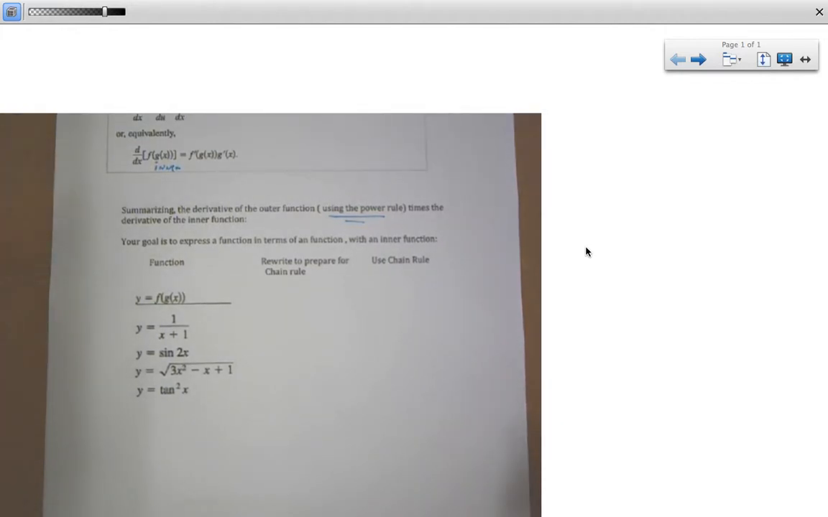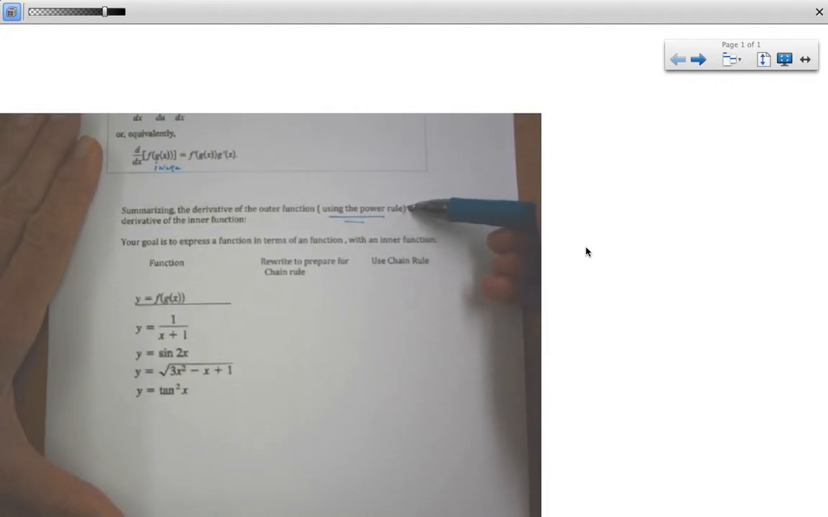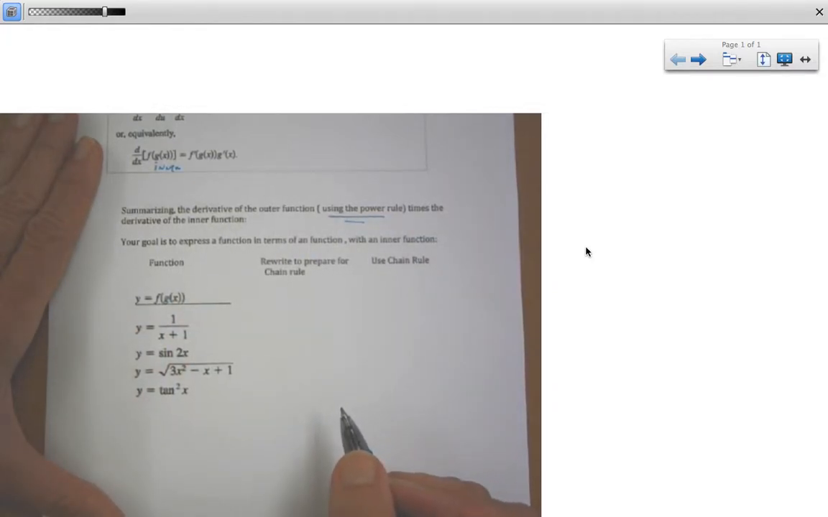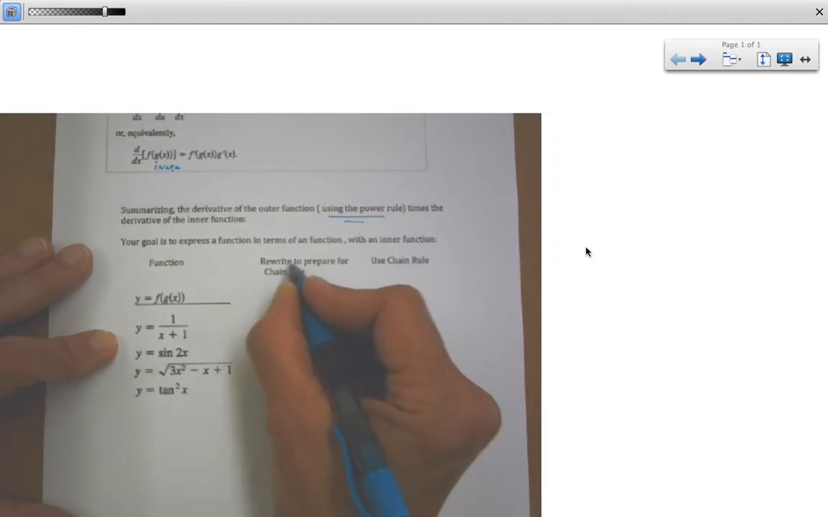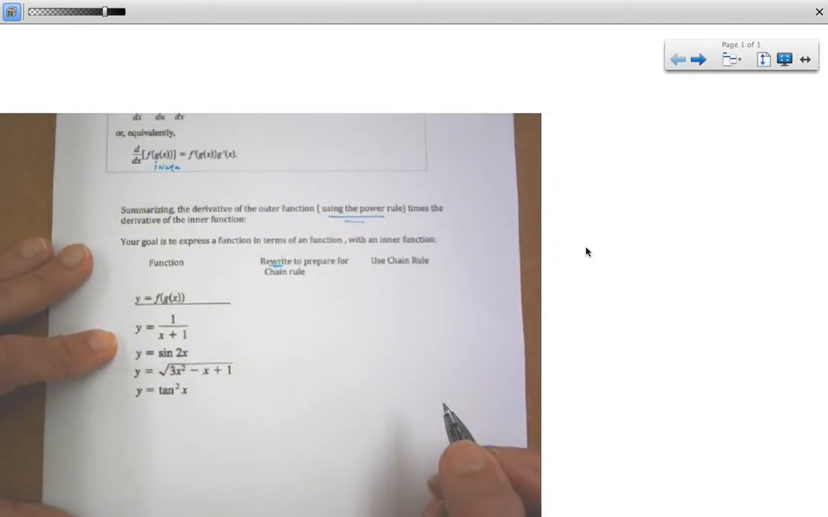So we kind of look for things where we can write an exponent form. That's not always true, especially when you have a trig question. But we try to put things in a form where we can take the power rule times the derivative of the inner function. So before you can use the chain rule, you've got to get it ready, and you have to rewrite the function sometimes.